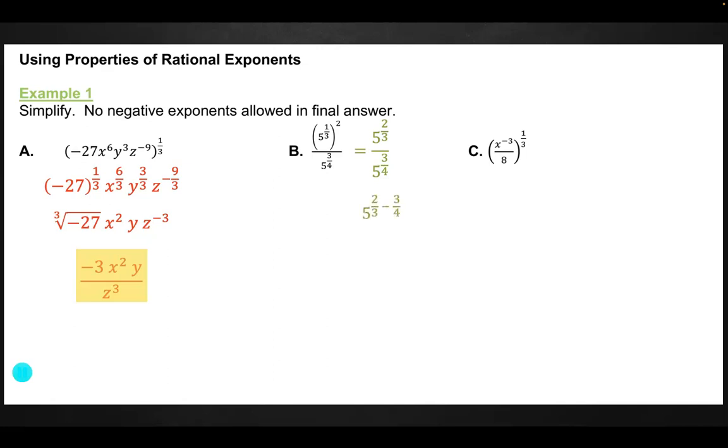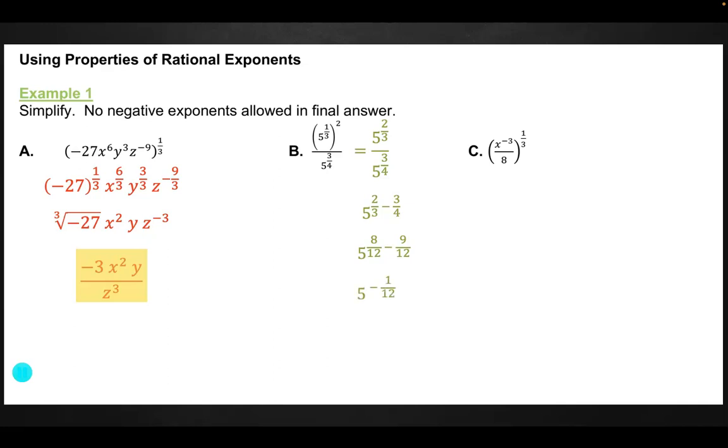Again, please remember that you need to have the same denominator when you add or subtract those fractions. So I'm going to adjust my fraction to get them to have a denominator of 12. Now when I subtract my fractions, I'm going to get negative 1 over 12.